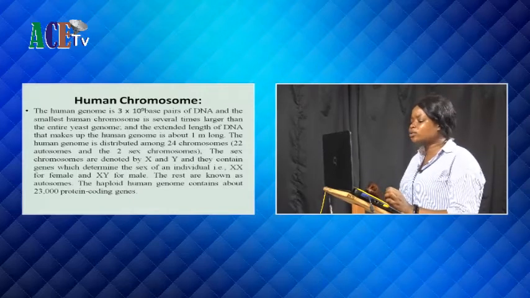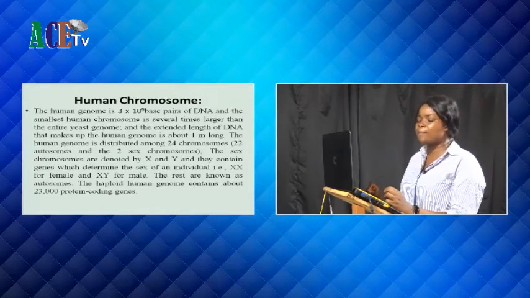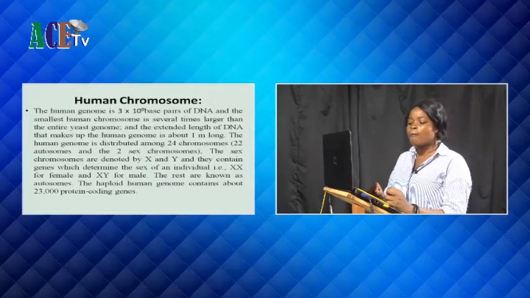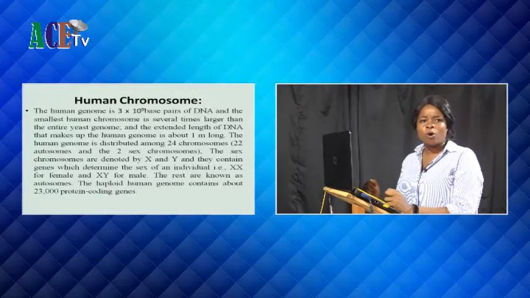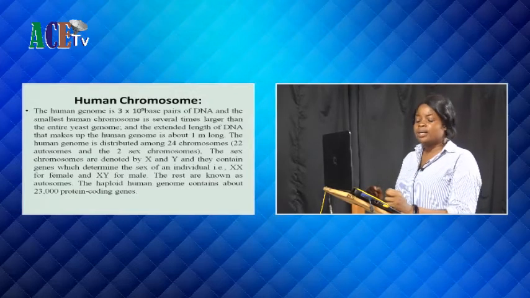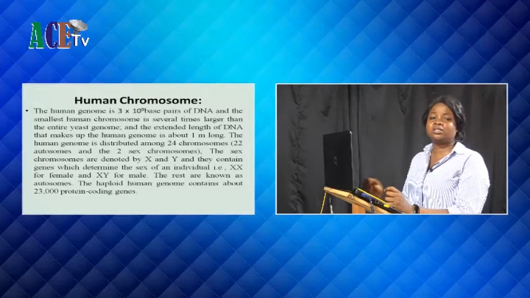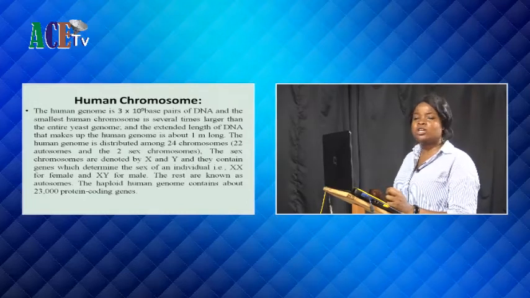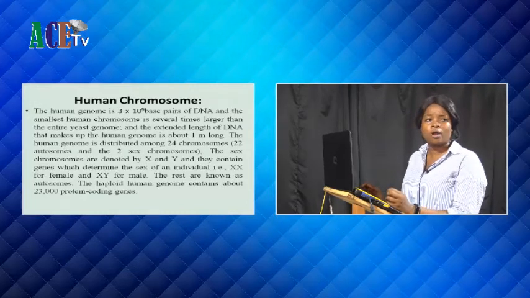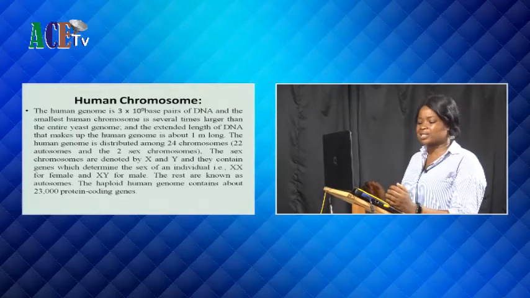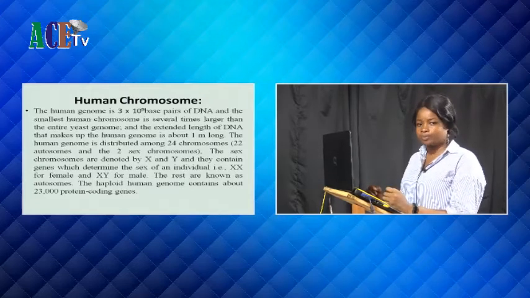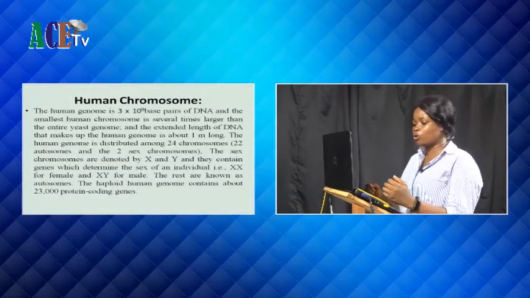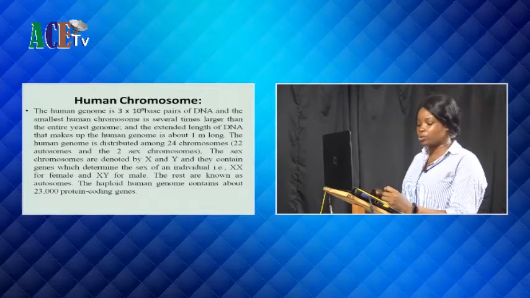Now, the haploid human genome contains about 23,000 protein coding genes. The rest are non-coding. So that is to tell you that it's not all the information on the DNA that will code for a particular gene. It's not all of them. So we have those that will code for a gene, we call them exons, and those that will not code for a gene, we call introns.